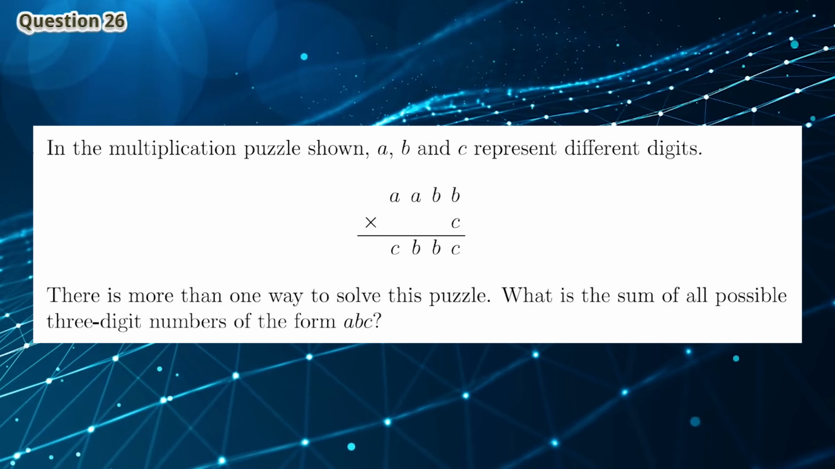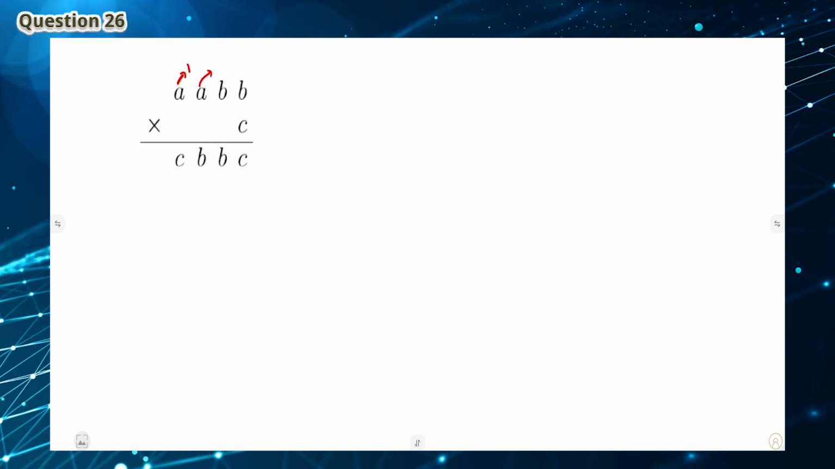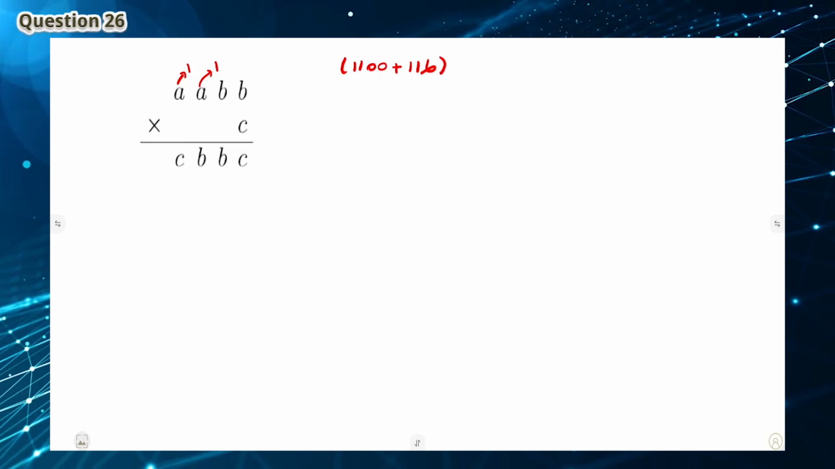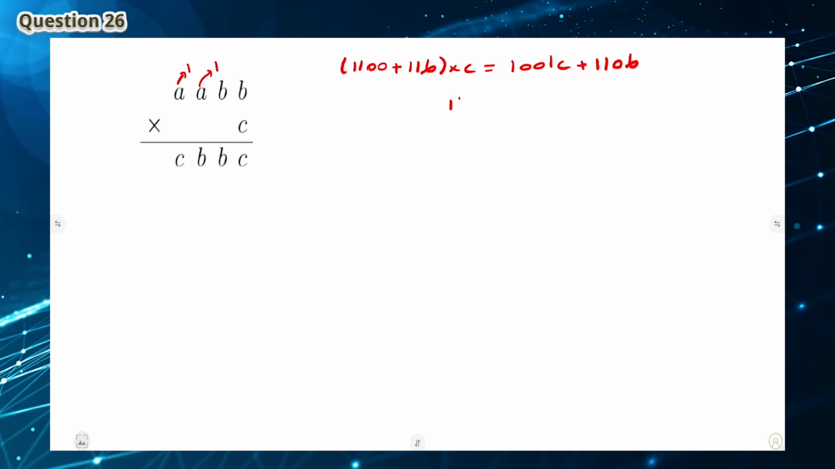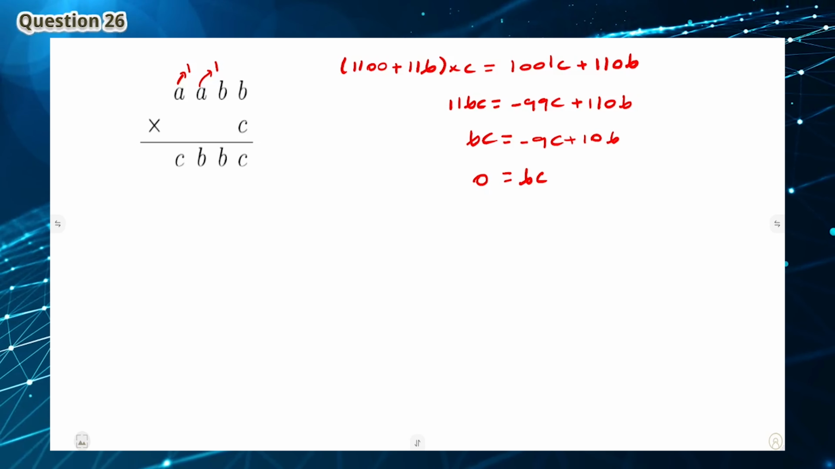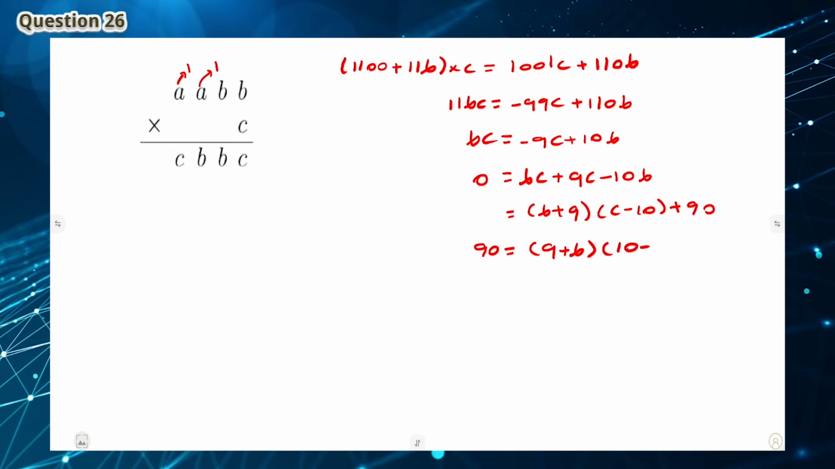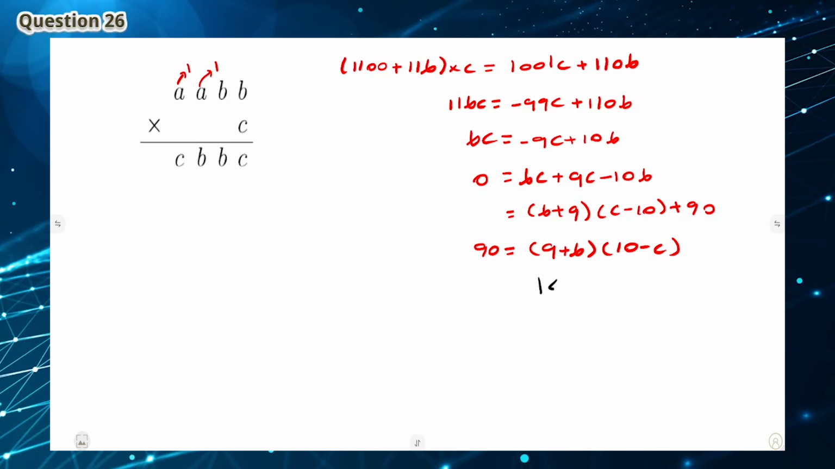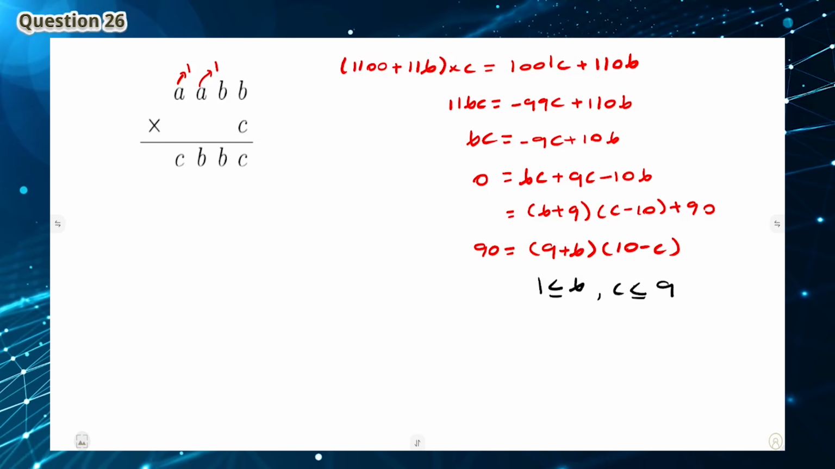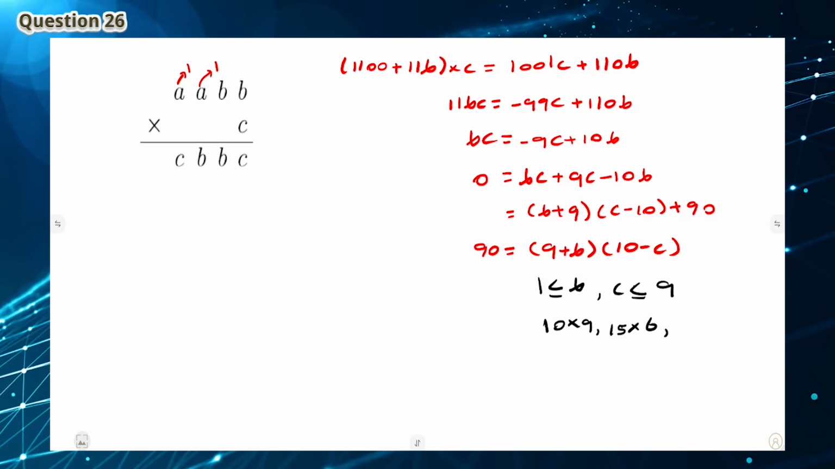From the C in the thousands digit of the product, we conclude that a is equal to 1. Then we can write the value of each number as an algebraic expression in terms of its digits, as follows. We find that 90 is equal to (9 plus b) times (10 minus c). This means that b is greater than or equal to 1, and c is less than or equal to 9. The factorization of 90 in the last line can only equal one of 10 times 9, 15 times 6, or 18 times 5.